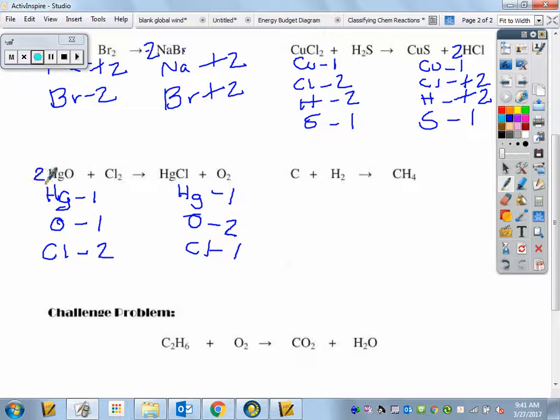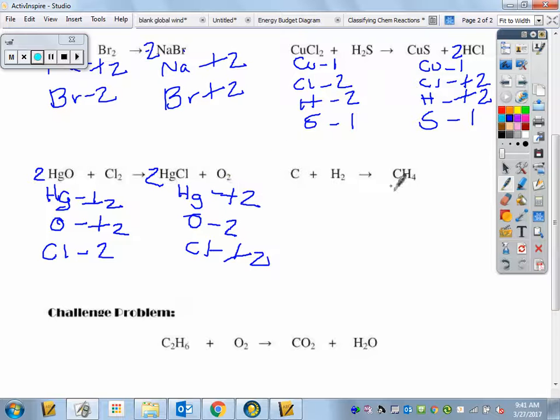2 in front of the HgO, 2 times Hg gives me 2, 2 times O gives me 2, so my oxygens are good, but my chlorine's still messed up, and now I've screwed up my hydrogen. Convenient. If I put a 2 over here, that'll fix my mercury, and it'll fix my chlorine, because 2 times Hg is 2, 2 times Cl is 2. So it's 2 mercury oxides plus a chlorine, diatomic chlorine, is making 2 mercury chlorides plus an oxygen molecule.